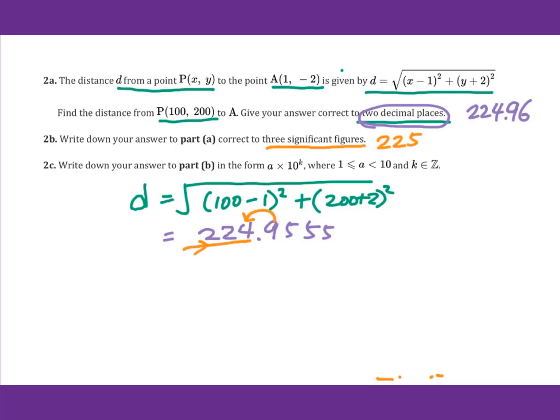When you're working on significant figures, you count from the left. For 2C, write down your answer to part B in the form of A times 10 to the k power. Basically, that's scientific notation. I have the decimal point here, it's 1, 2. That means 2.25 times 10 to the second power.